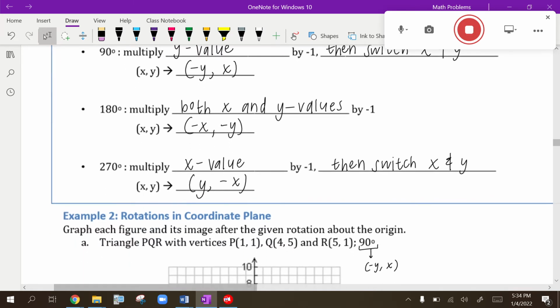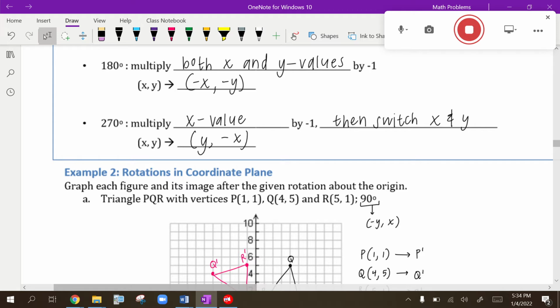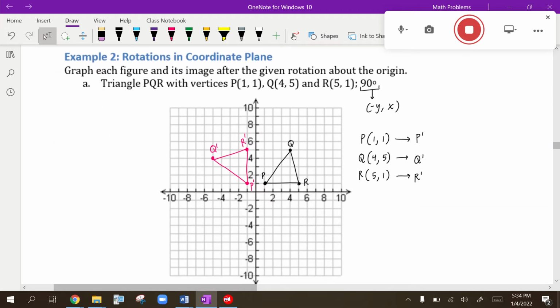Alright, let's do some examples together. So for this first example, I have already graphed triangle PQR. Remember, it's important that I connect the points and label each point on the graph. And it says to rotate it around the origin. All of these rules that I just gave you and all the rotations that we complete on coordinate planes are going to rotate around the origin. So what that means is the origin is our center of rotation that we are spinning around.